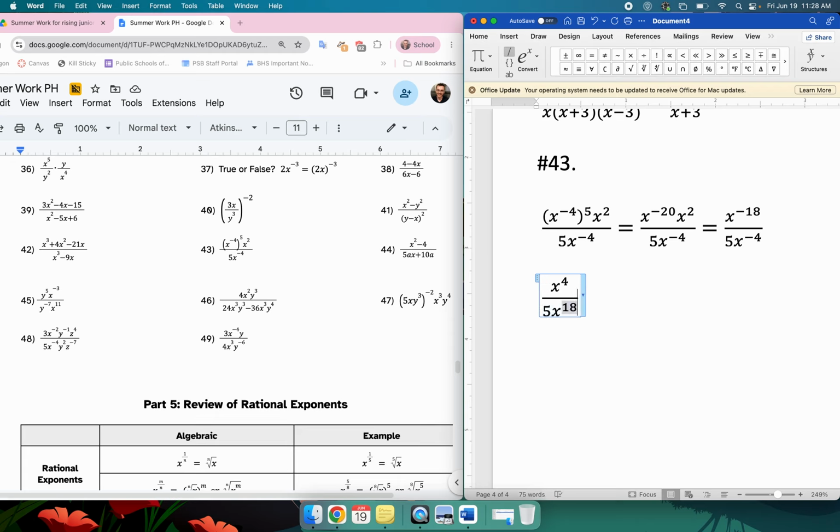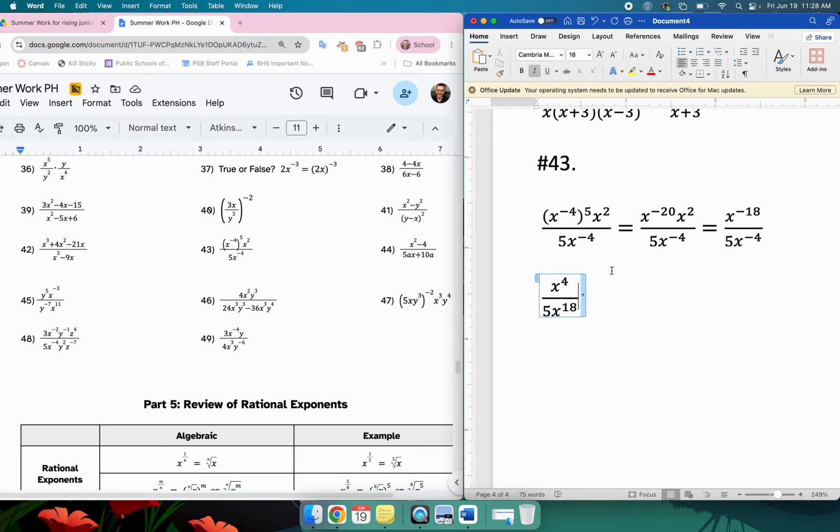Notice the 5 does not go anywhere, because the 5 is not affected by this exponent. By default, as I was saying earlier, exponents only affect the thing directly in front of them. So the negative 4 is being applied to the x, but not to the 5.